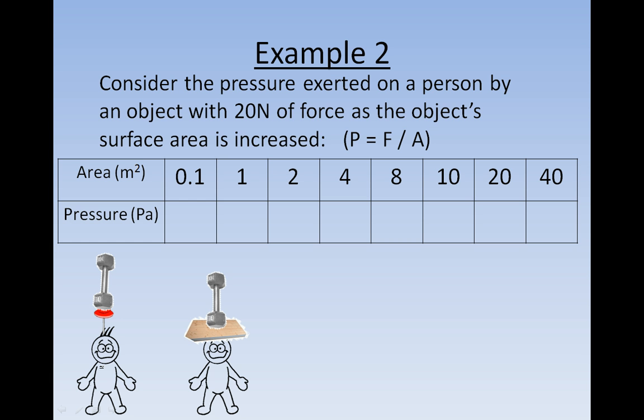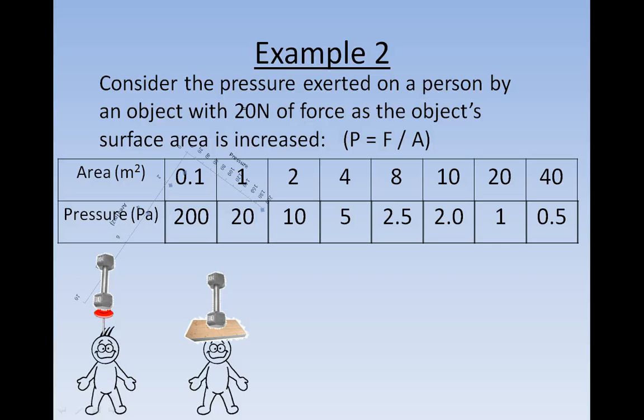Well, let's mathematically prove that. If pressure is the force exerted over a certain amount of area, let's calculate the pressure in each of these cases. Well, if the area is 0.1 and the force stays constant at 20 newtons, 20 divided by 0.1 turns out to be 200. And then I'll just calculate those values for you real quick. There you go. Okay, why don't you try to graph that data on your own and see what it looks like. Hopefully eventually you'll see that the data will look something like this.